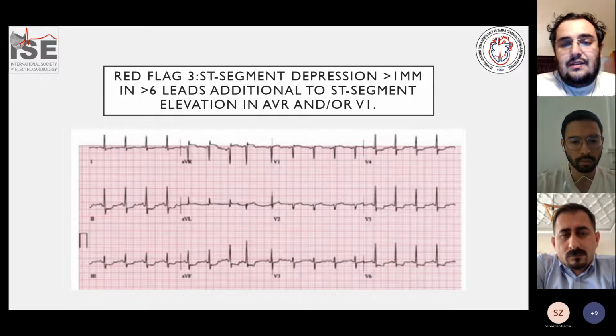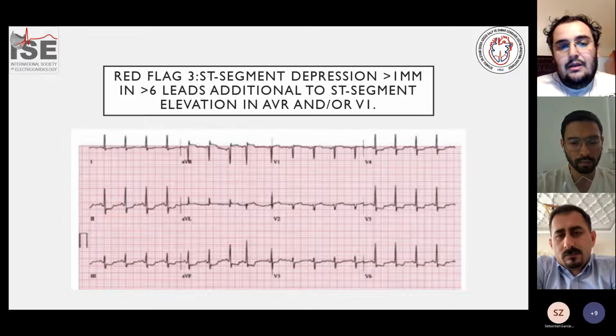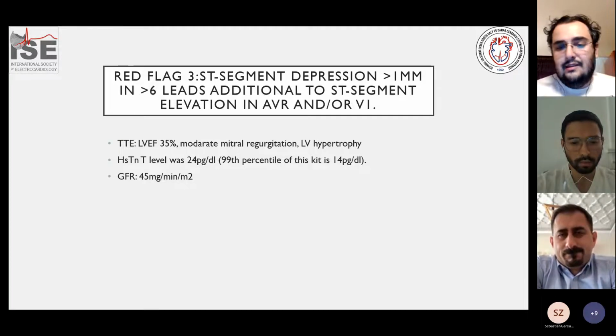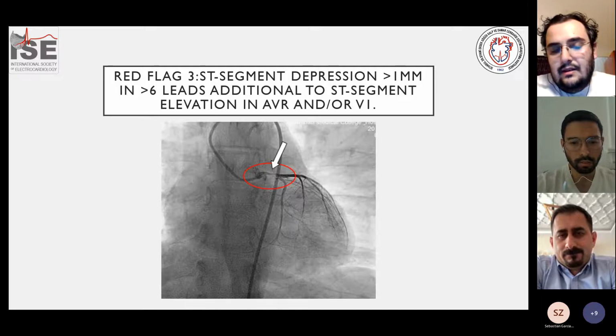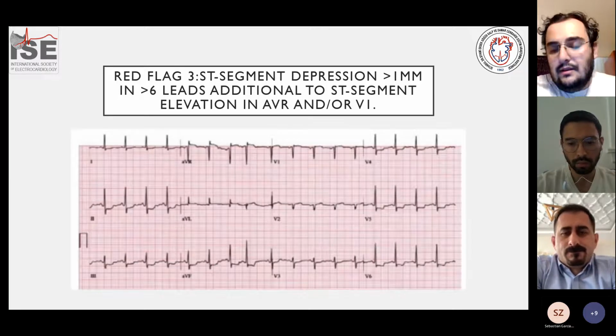This ECG described in this rectangular box is a very specific kind of ECG and highly associated with left main coronary artery disease. Ejection fraction is 35%, mildly positive troponin levels, moderate kidney disease, and this is the angiography of this patient. Also, this is a very high-risk non-ST segment elevated myocardial infarction patient.